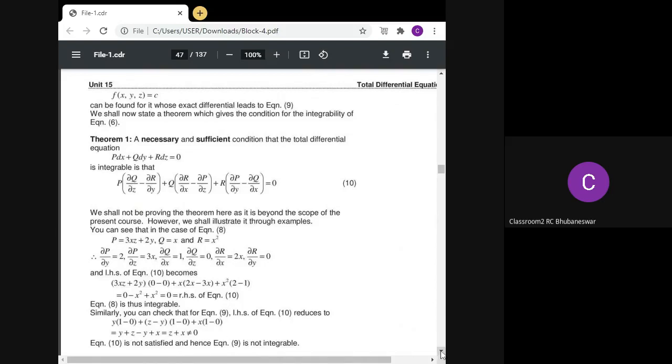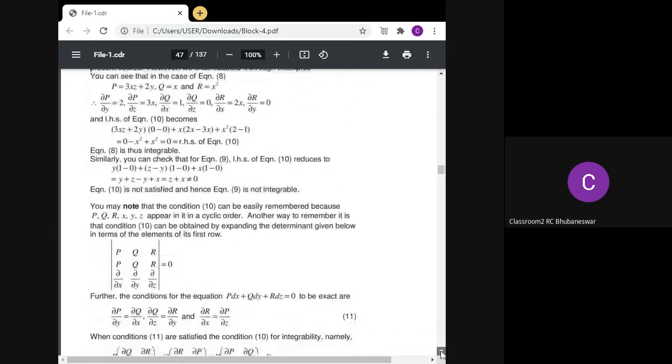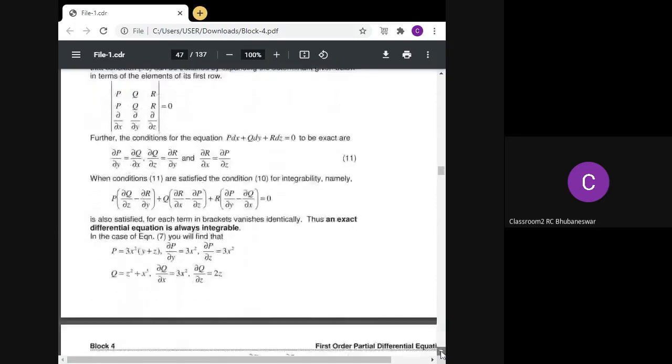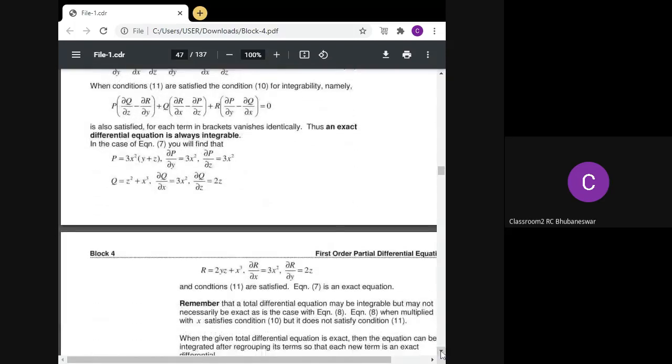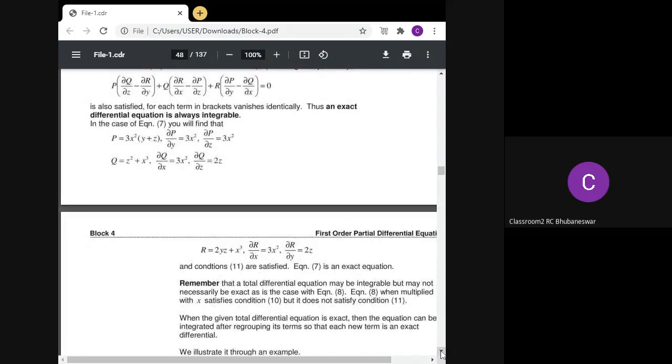So please go through the examples to practice the calculation procedure to solve a total differential equation by using the integrability approach.